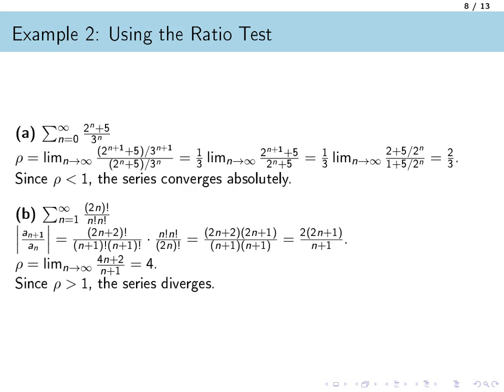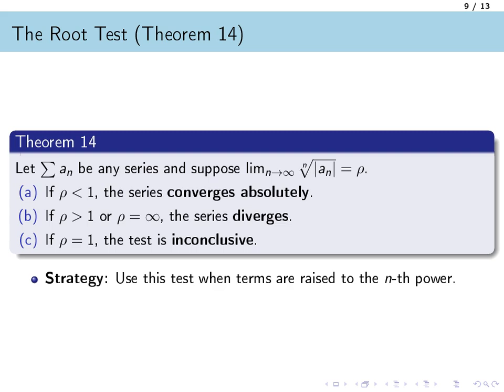As n approaches infinity, the limit of this ratio is 4. Since the limit, rho, is 4, which is greater than 1, we conclude from the ratio test that this series diverges. Here we have another powerful tool for determining convergence, called the root test.